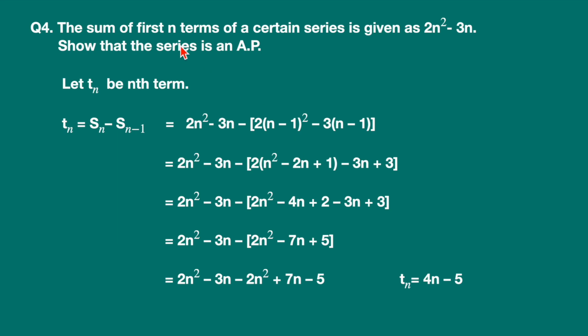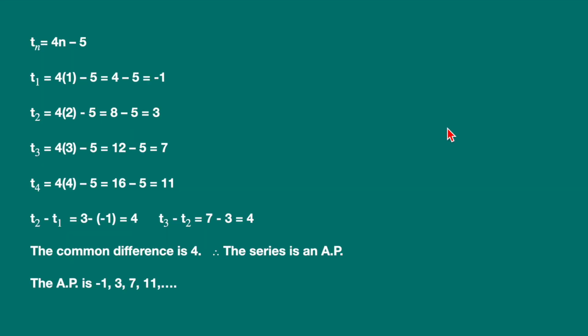Now we have to show that this series is an AP. AP means it should have a common difference. Tn is equal to 4n minus 5. So the first term: put n is equal to 1, you get minus 1. Second term is 3: put n is equal to 2. Put n is equal to 3 for the third term, and so on for the fourth term. Here do T2 minus T1, you get 4. T3 minus T2 also is 4. So the common difference is 4. Therefore, the series is an arithmetic progression, AP.